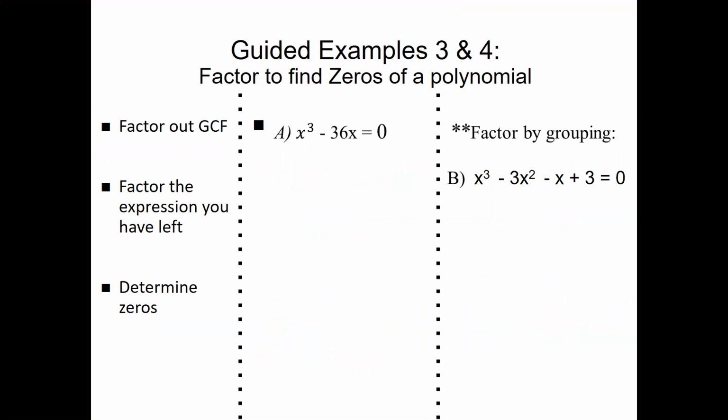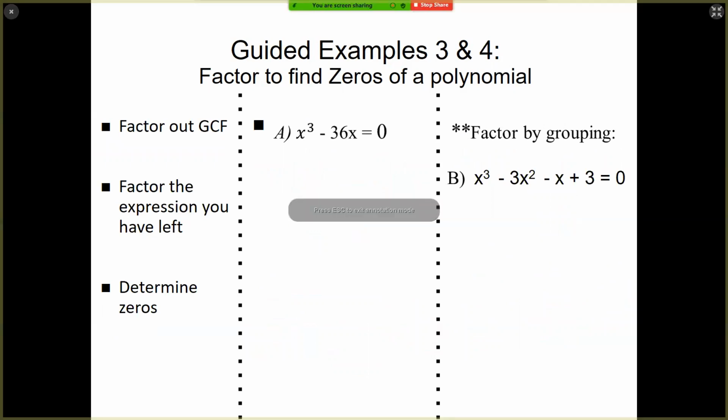So looking here at letter A, we have x to the third minus 36x equals 0. We only have two terms, but when I look at these two terms, they both have x's in them, which means I have a greatest common factor. So I'm going to factor an x out of both terms, which leaves me with x times x squared minus 36.